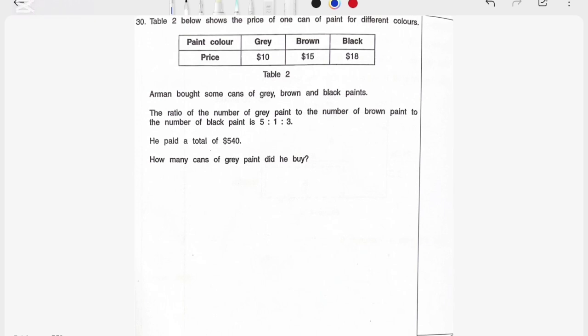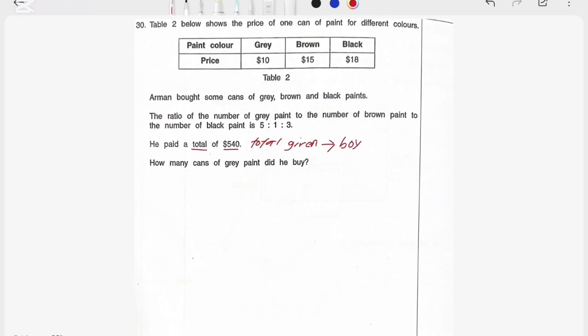Let's look at the next ratio word problem where the total is given. Arman bought some cans of grey, brown and black paints. The ratio of grey to brown to black is 5 to 1 to 3. He paid a total of $540. $540 is the total. Since the total is given, so we apply the box method. Let's put G for grey, BR for brown and BL for black. Since the ratio is 5 to 1 to 3, let's draw 5 boxes for grey, 1 box for brown, and 3 boxes for black. So the total for all these boxes is equal to $540.